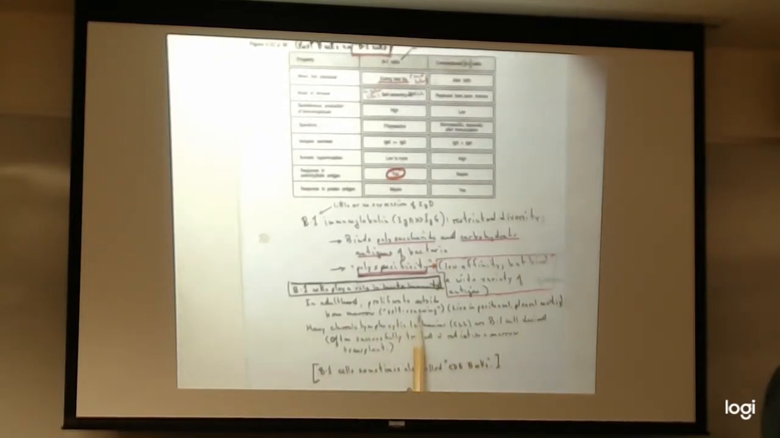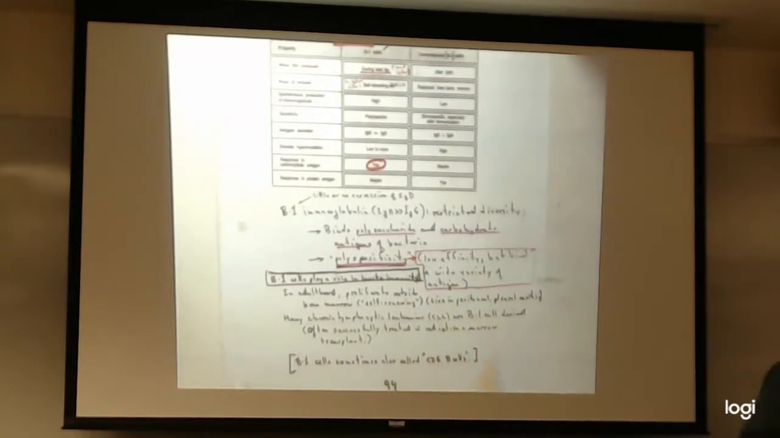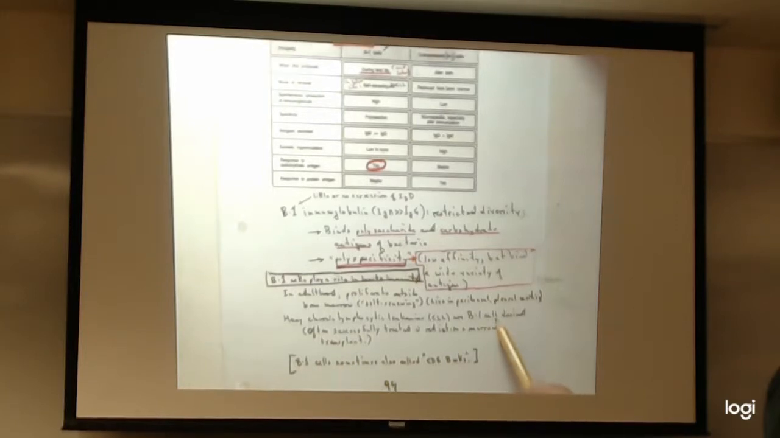They are self-renewing. A lot of them are found in the peritoneal and pleural cavities. So the cavity in which our lungs sit, that's the pleural cavity, and the cavity where our gut stuff lies, that's the peritoneal cavity. And there are a lot of these B1 cells located there. Many chronic lymphocytic leukemias, CLL, are B1 cell derived. Okay. They're often successfully treated with radiation and bone marrow transplantation.